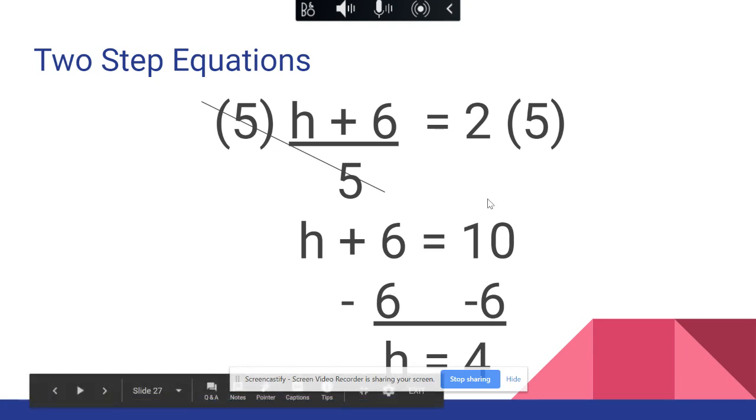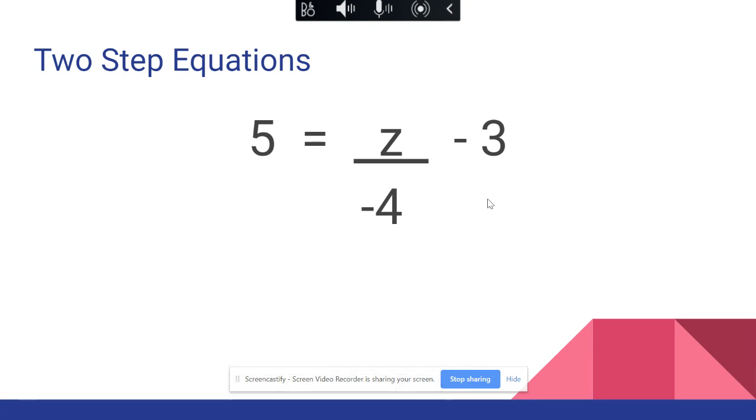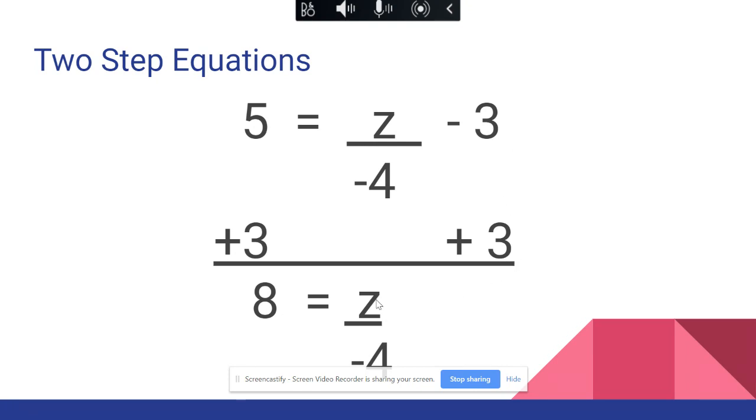Okay, so next problem. These two problems have some confusion between them. This is different, right? Here's my variable. I'm starting with my variable. I divided it by -4, and then I subtracted. So subtracting was the last thing I did. I have to do the opposite of that first. The inverse of subtracting is adding. So first I have to add the 3 on both sides of the equation, here and here.